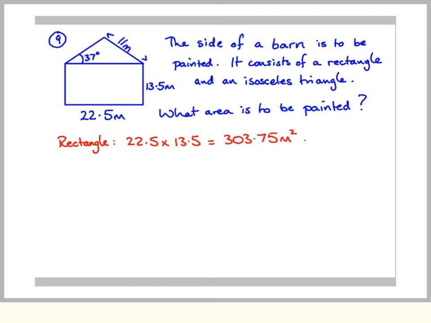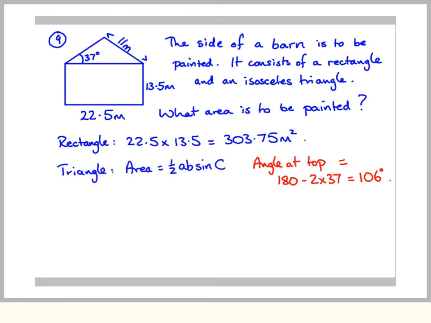Now the next thing is to use your triangle formula. Half AB sine C, because it's not right angled, neither do you know the height. What you can work out is the angle at the top is 106 degrees. If it's isosceles, that's 37, so is that, leaving you 74 for those two, leaving you 106 for the top one. That's the angle you're going to use in your formula.